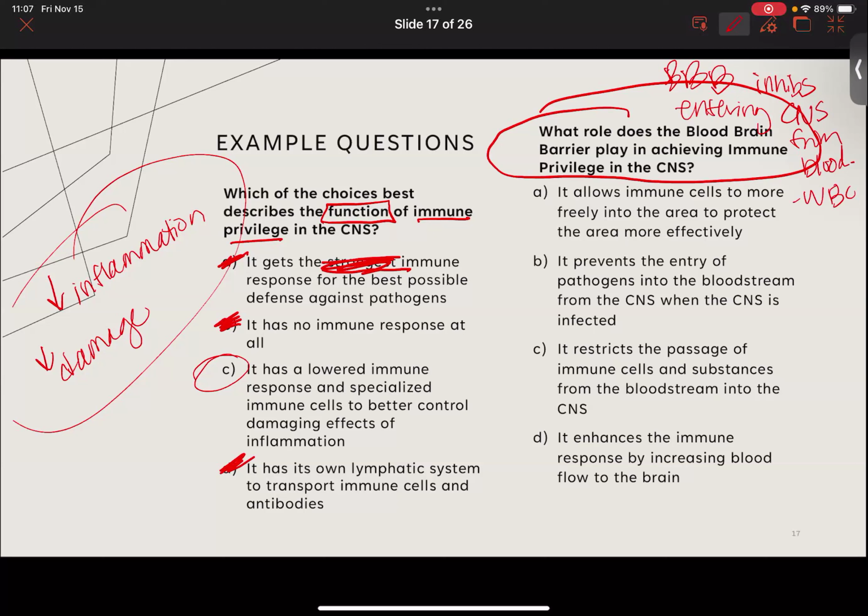All right, so our blood-brain barrier, how does it help out with immune privilege? Does it allow immune cells to more freely enter the area? Last time I checked, we're reducing that. So that's not the answer. It prevents the entry of pathogens into the bloodstream from the CNS when the CNS is infected. This is the opposite of the direction that we're controlling. It restricts passage of immune cells and substances from the bloodstream into the CNS. This is sounding more like it. Or does it enhance the immune response by increasing blood flow? That's not part of the function of the blood-brain barrier.